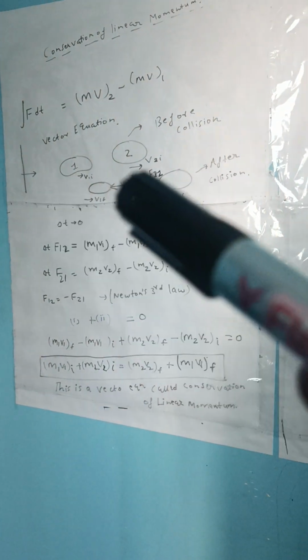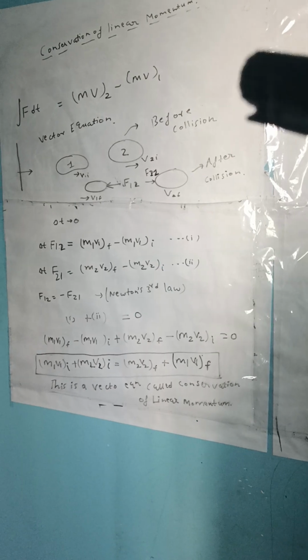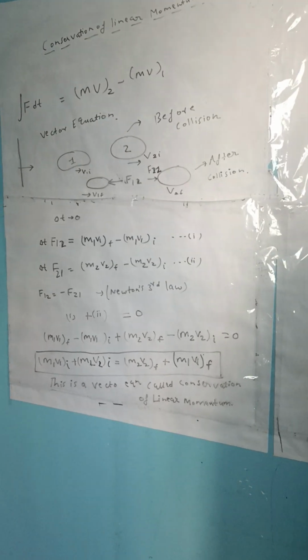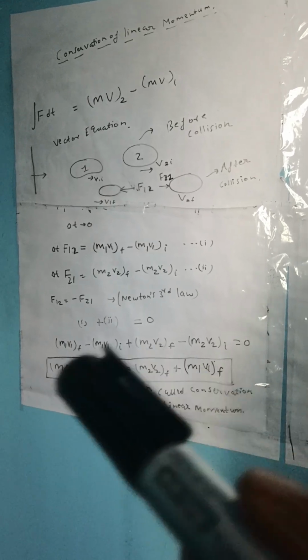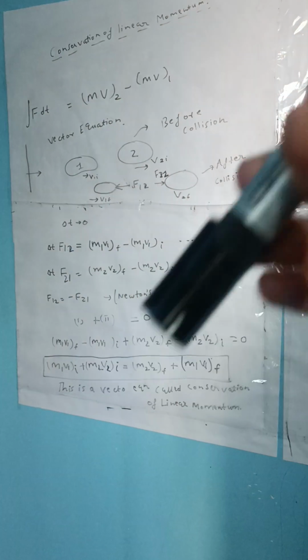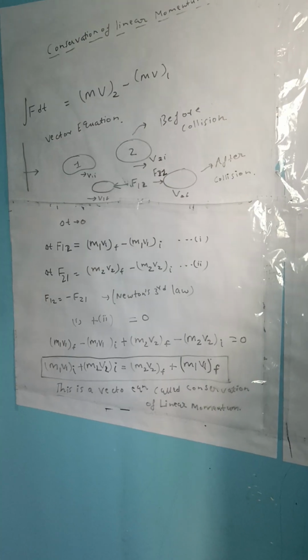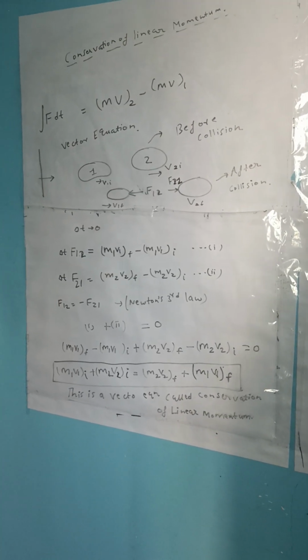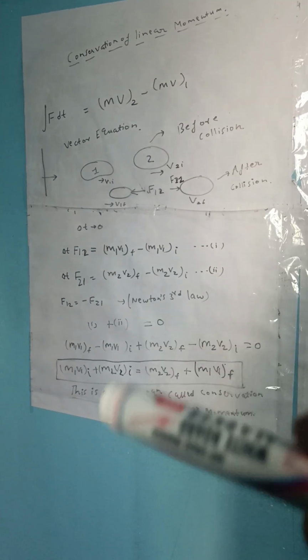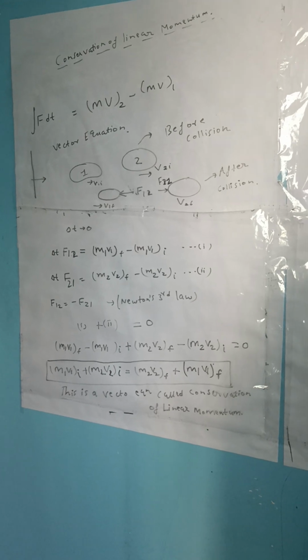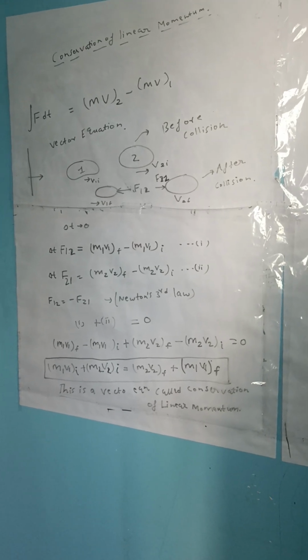Suppose body 1 was going here and body 2 was going here. After collision, the picture is something different. So whatever the picture, we should apply the equation in vector form. So the direction will matter and magnitude will also matter here, and we should form a separate equation in the x direction and a different equation in the y direction. So this is how to solve such types of questions.